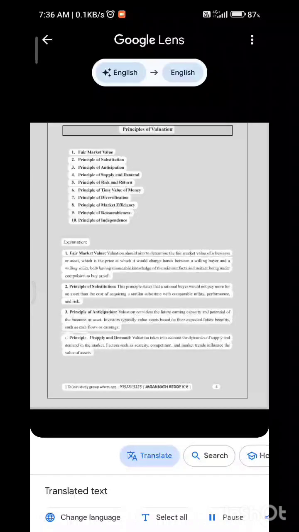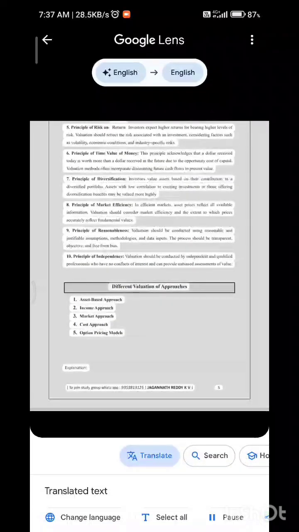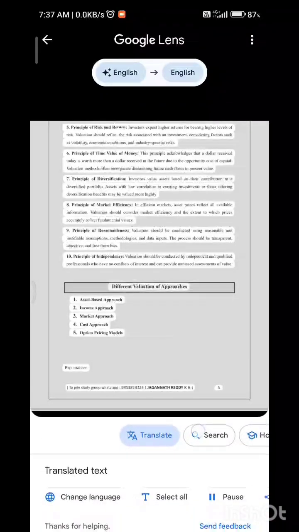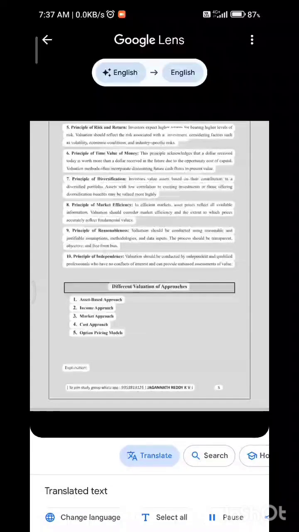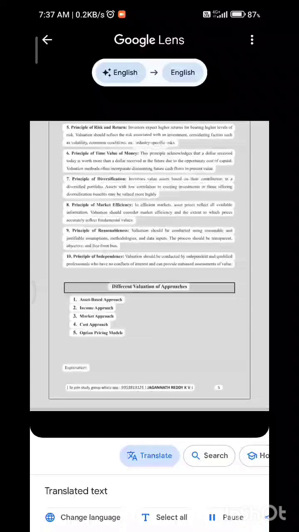4. Principle of supply and demand. Valuation takes into account the dynamics of supply and demand in the market. Factors such as scarcity, competition, and market trends influence the value of assets. 5. Principle of risk and return. Investors expect higher returns for bearing higher levels of risk. Valuation should reflect the risk associated with an investment, considering factors such as volatility, economic conditions, and industry-specific risks.